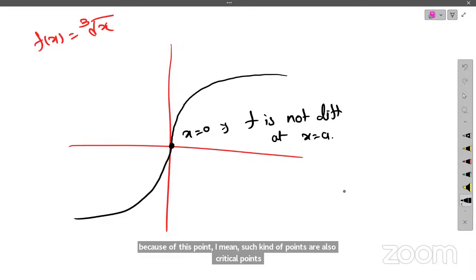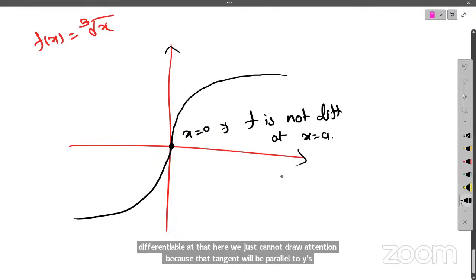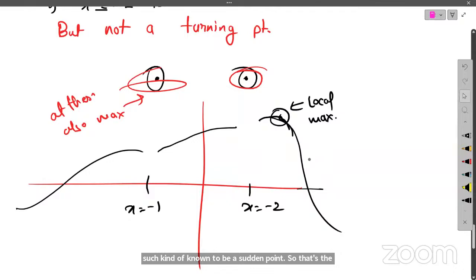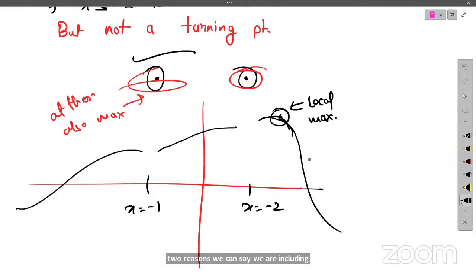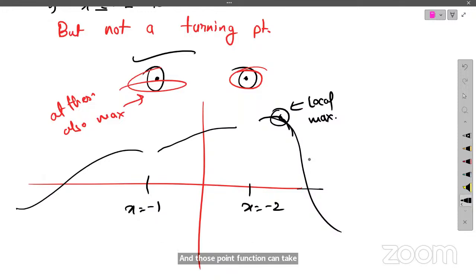But around 0, if you look at any point, the function is differentiable there. Here we just cannot draw a tangent, because that tangent will be parallel to the y-axis. Such a point is known as a saddle point. So those are the two reasons we are including non-differentiable points. The first reason is that it is possible that at those points the function can take a maximum value or some other values which are important for us.